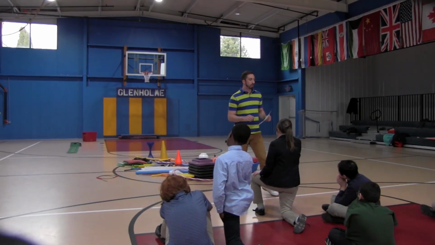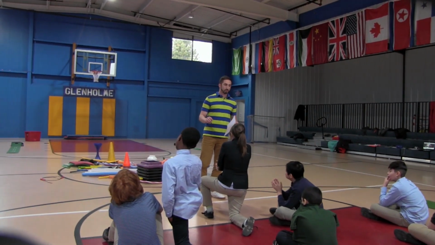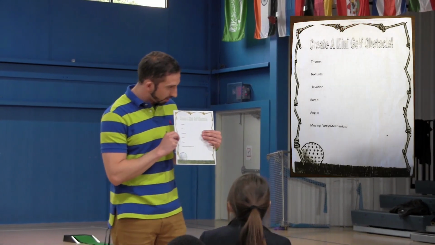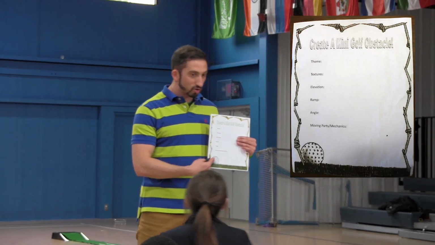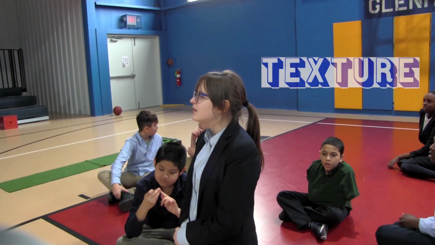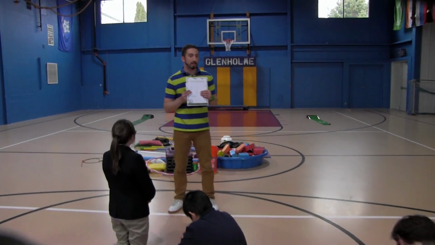So today we are going to build our own miniature golf course. Every group is going to get a worksheet. On this worksheet are different suggestions that you can use to help create your obstacle. So the first one is having a theme. The next one is texture. The next one is elevation. Your obstacle must have some elevation.